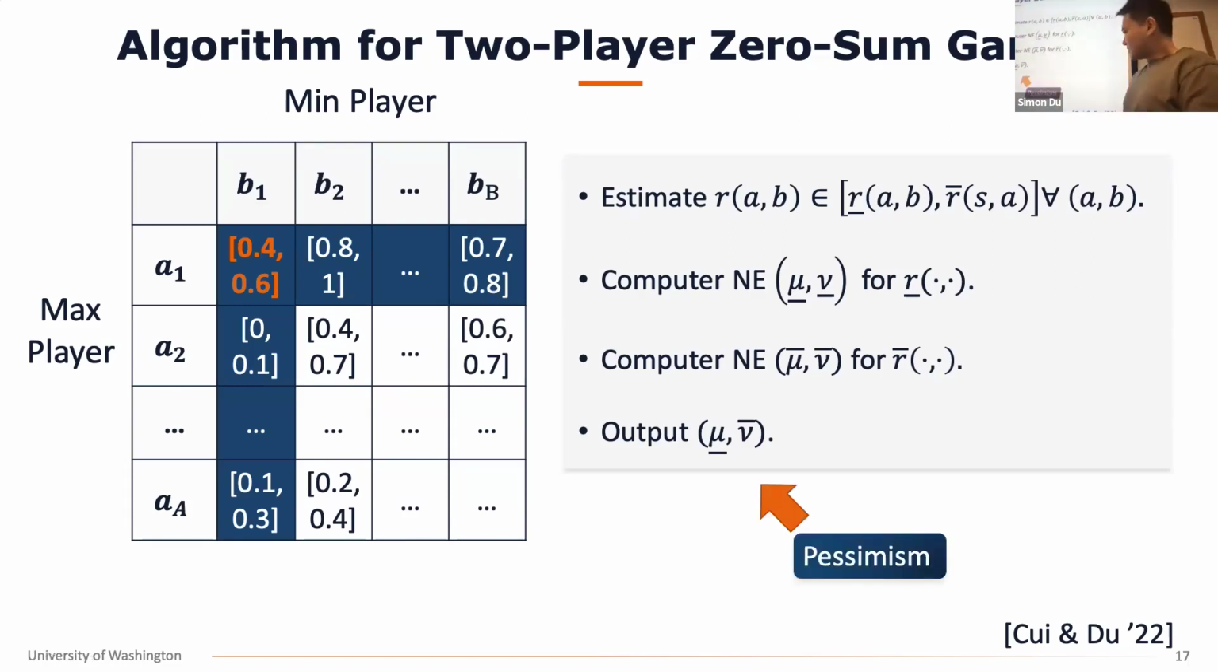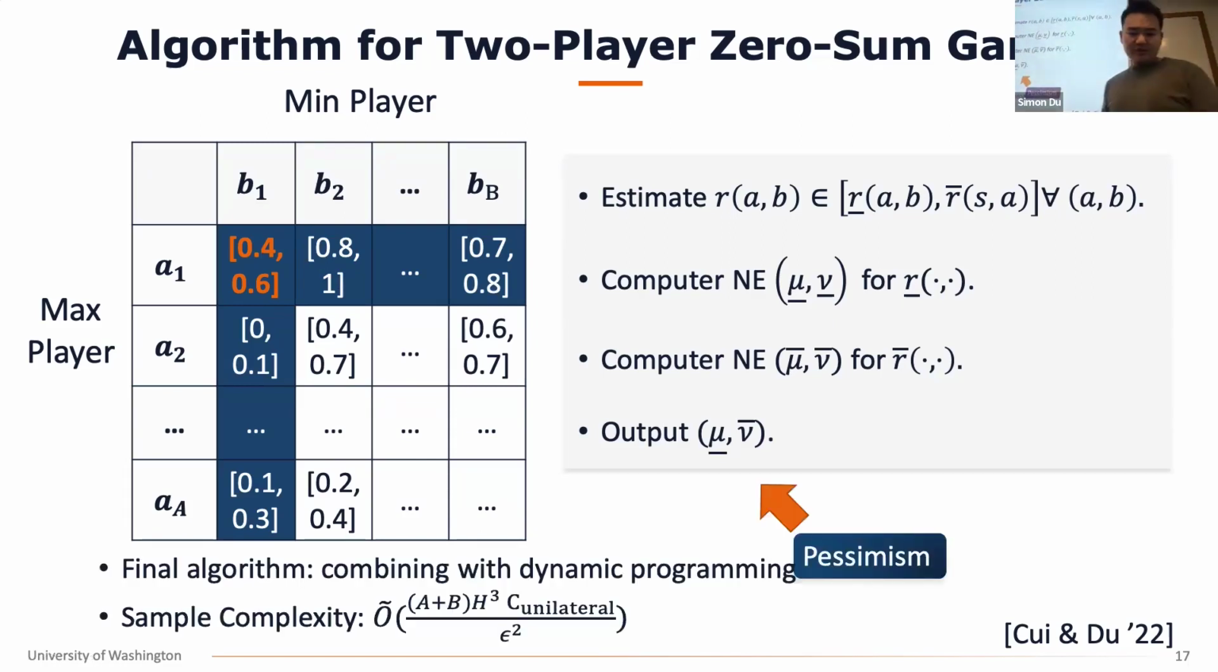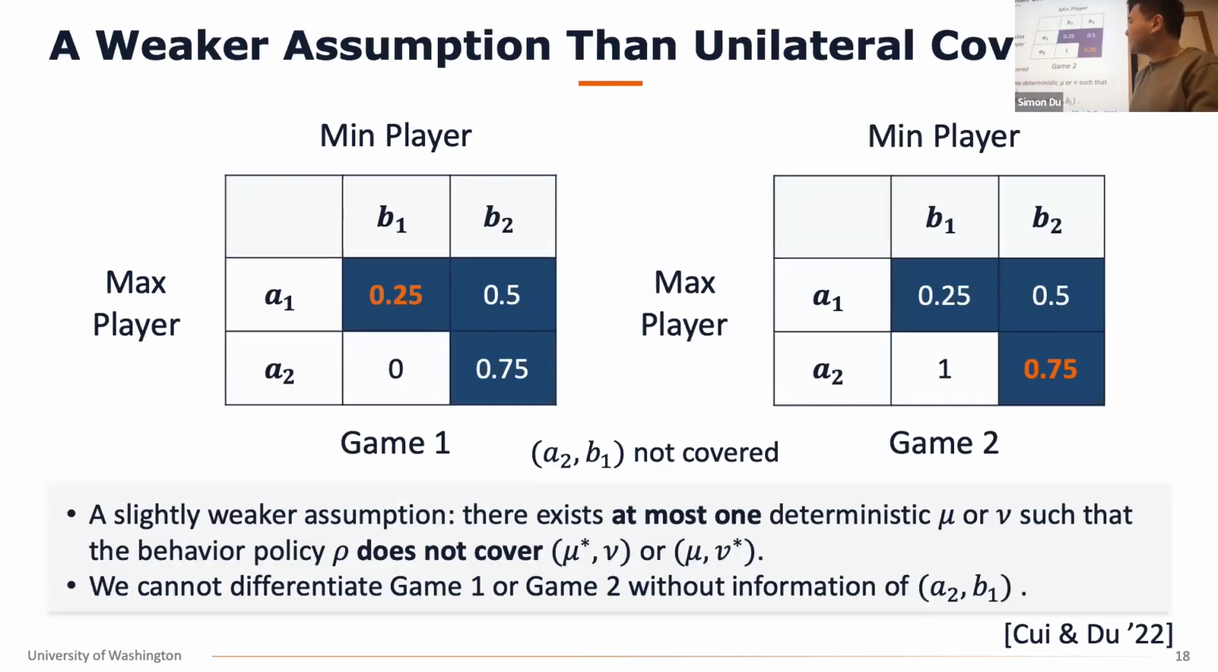All right, so this part is pessimism, and for reinforcement learning, you also need to combine with some dynamic programming ideas, but the high level idea is the same. We compute the upper and lower bound, and then you're being pessimistic. In terms of sample complexity, we can show that it is (A plus B) H cubed C unilateral over epsilon squared. And this is actually tight as well, as follow-up work has shown. All right, so that's the two-player zero sum.